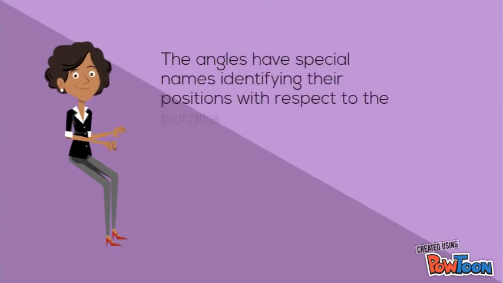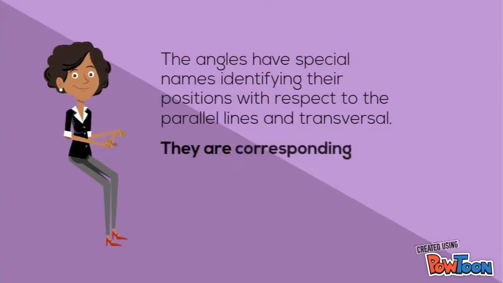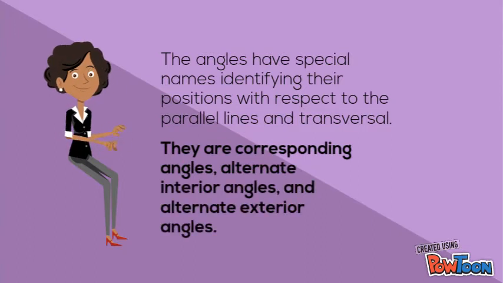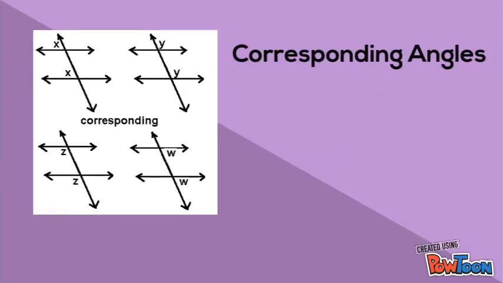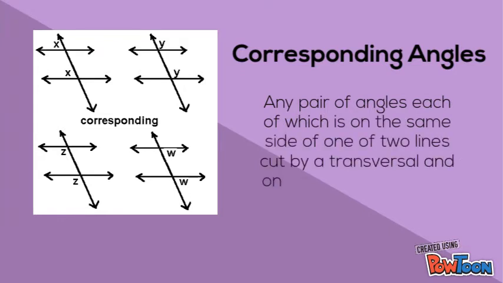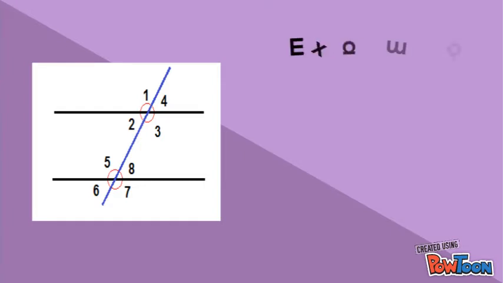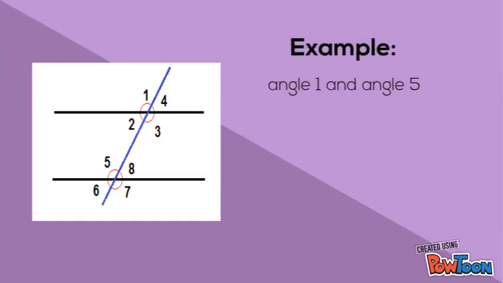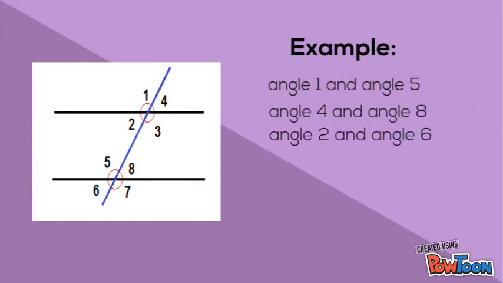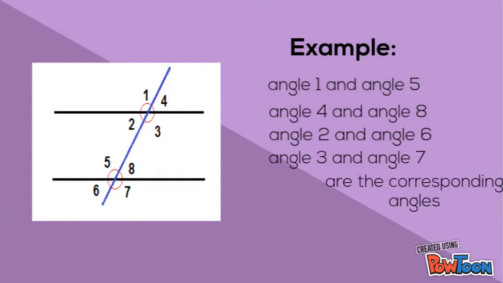Angles have special names identifying their positions with respect to the parallel lines and transversal. They are corresponding angles, alternate interior angles, and alternate exterior angles. What are corresponding angles? Any pair of angles, each of which is on the same side of one of two lines cut by a transversal and on the same side of the transversal. For example, angle 1 and angle 5, angle 4 and angle 8, angle 2 and angle 6, angle 3 and angle 7 are the corresponding angles.